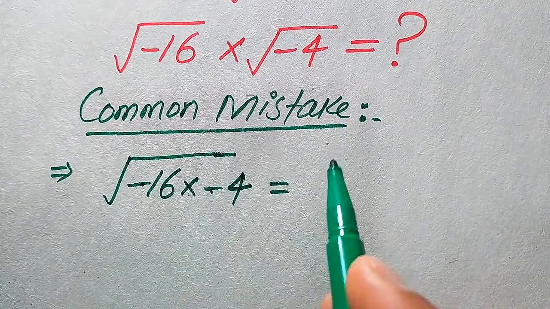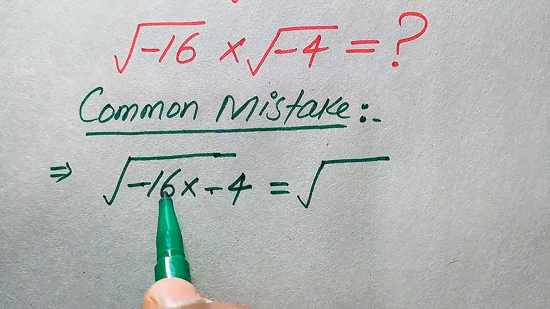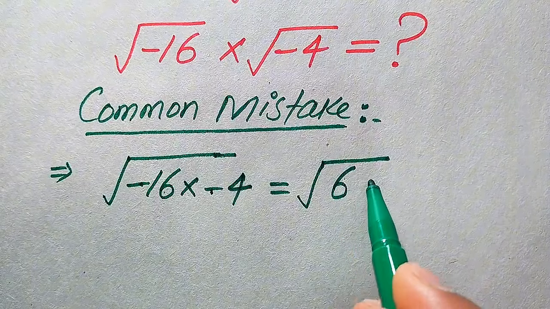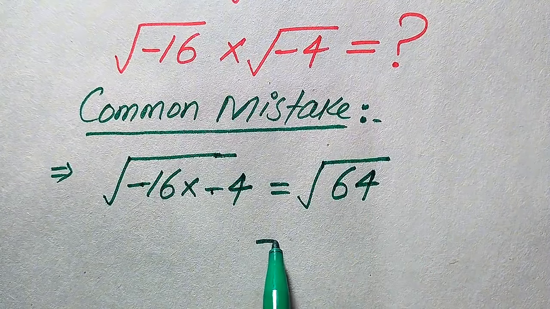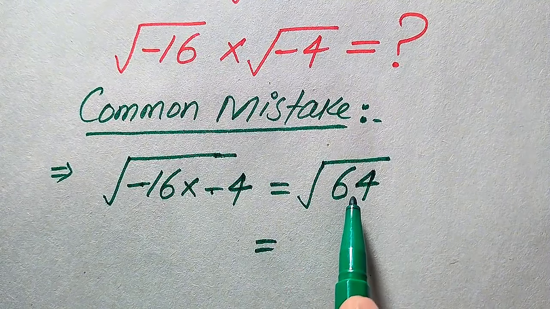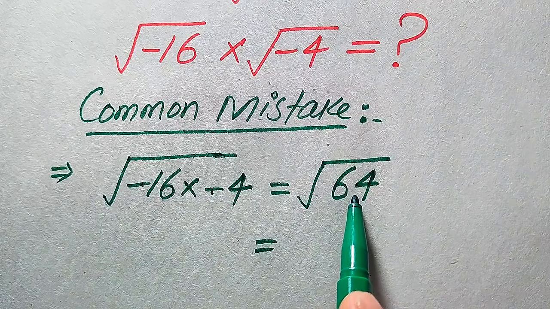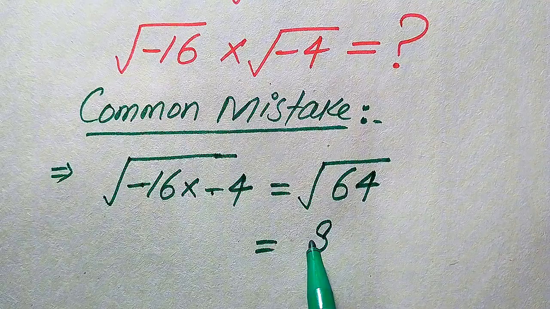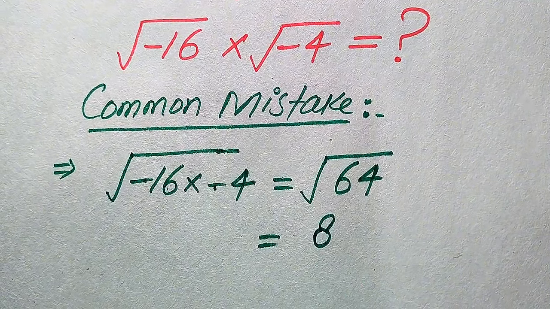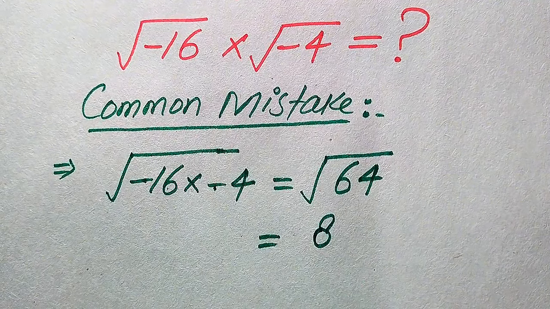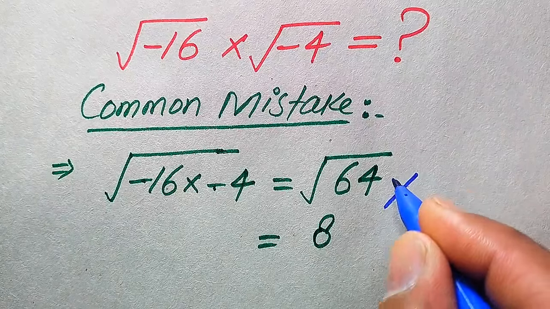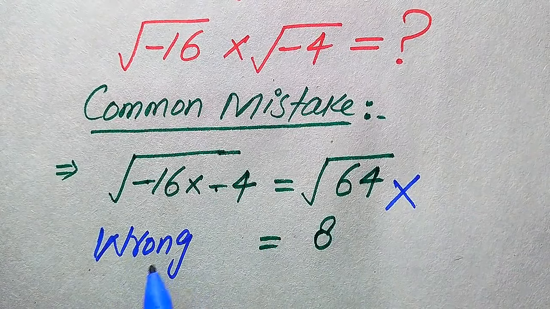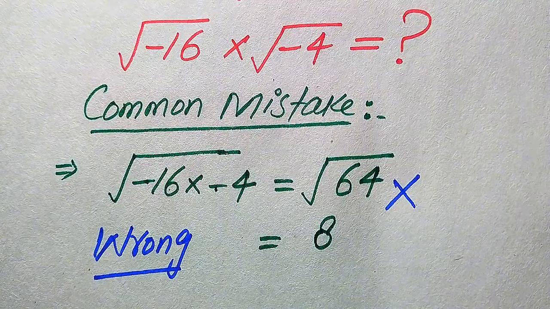Minus multiplied by minus becomes plus, and 16 multiplied by 4 becomes 64. And further, they use a calculator, or directly take the square root of 64, and you know that the square root of 64 becomes 8. But if students solve this problem in this way, this solution is wrong. If you solve this problem this way, you get 0 marks in the exam.